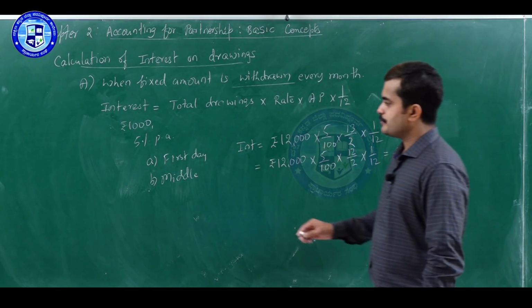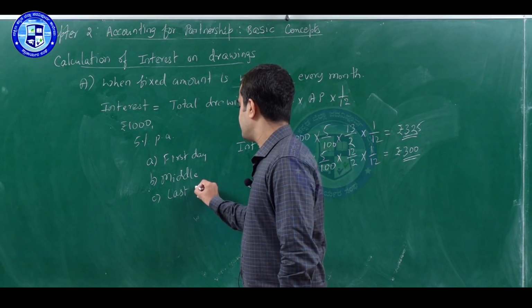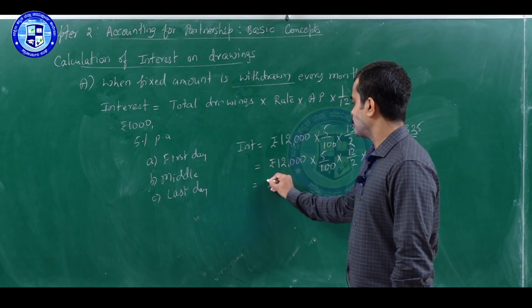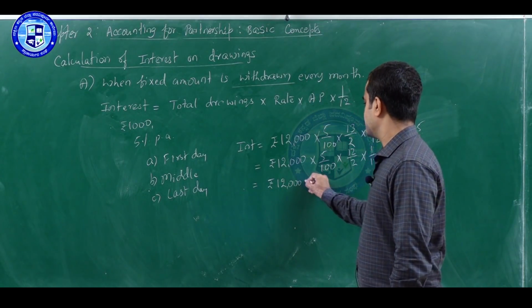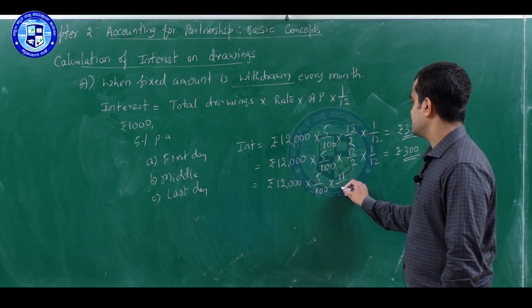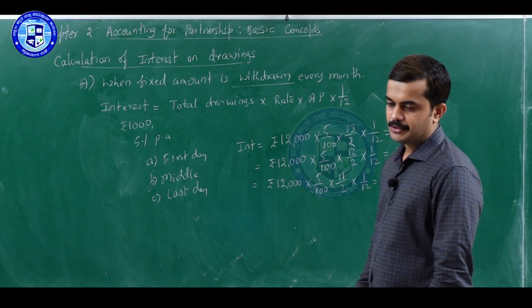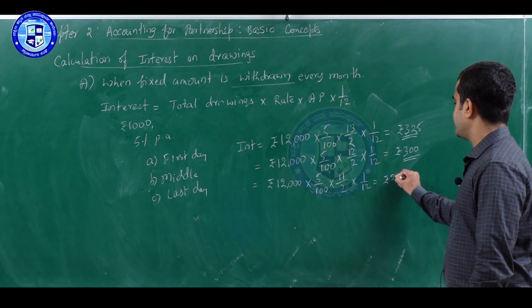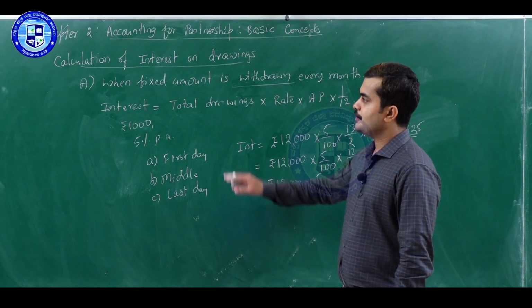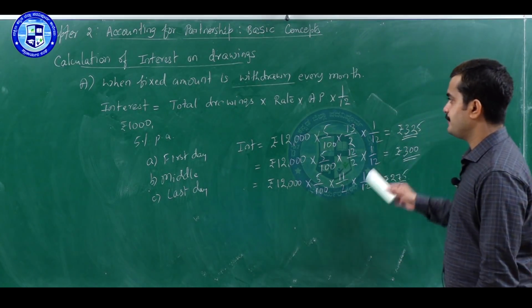300. Suppose withdrawal is made on the last day of every month, then interest will be, now total drawings 12,000 into 5 by 100 into average period 11 by 2 into 1 by 12, and the amount will come to rupees 275. So, this is the first situation where a fixed amount is drawn every month for a fixed period.